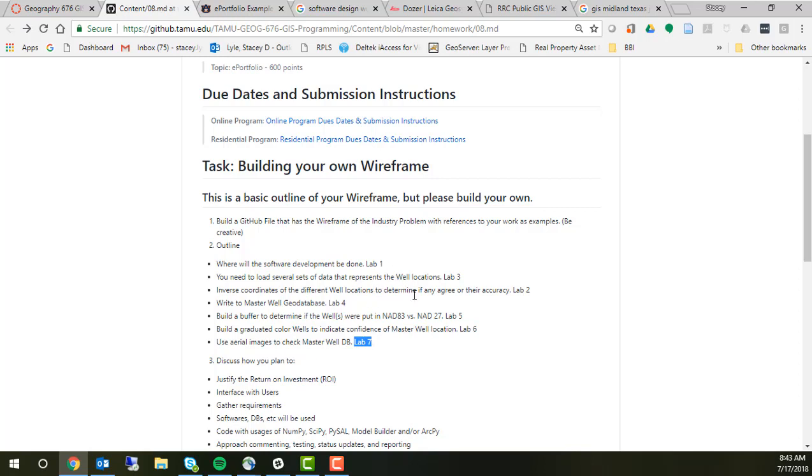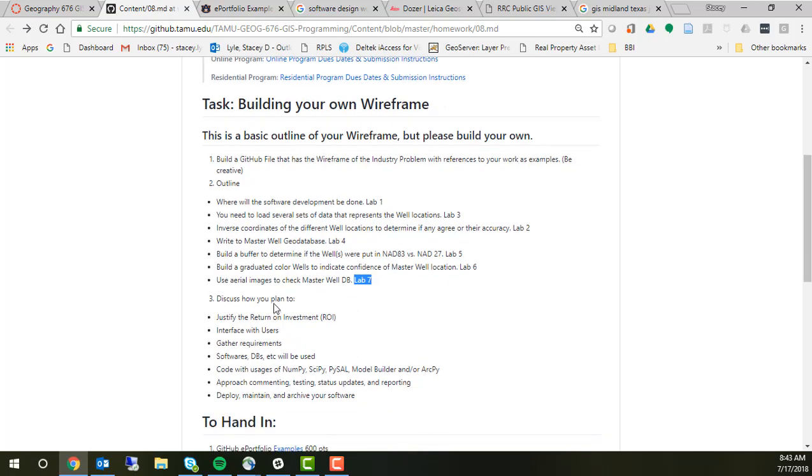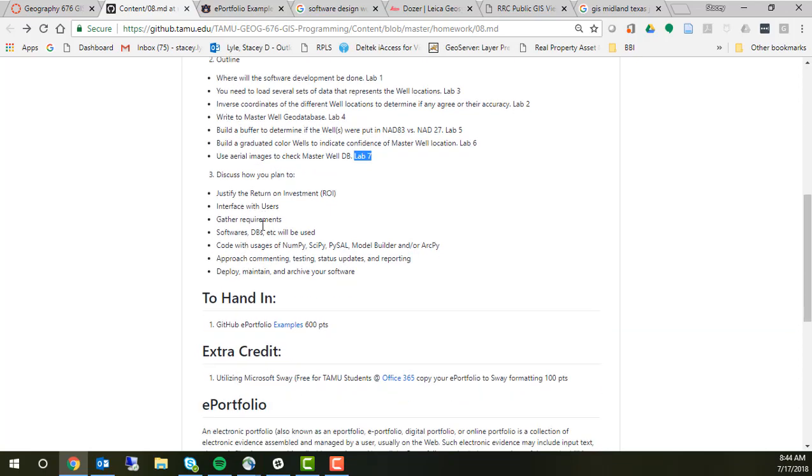So here you can see our labs, although not very industry driven, very technical in what they did, actually solved the solution for us. But we should also put in there how we would plan to do it. What would be the return on investment? What would be the interface with users? What would be the gathering requirements? This portion of what we do shows how we have mastered programming to solve a GIS solution.